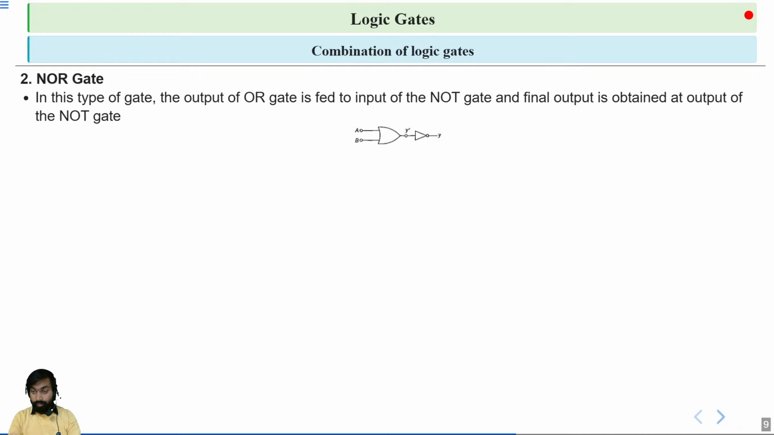So the OR operation: if either input A or B is 1, the OR gate output is 1.